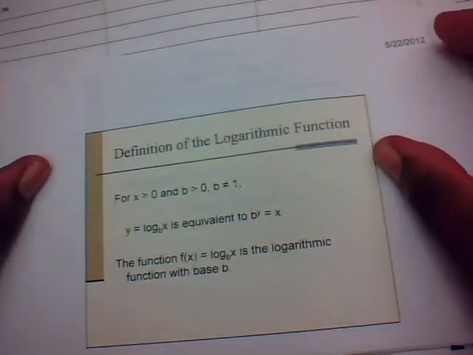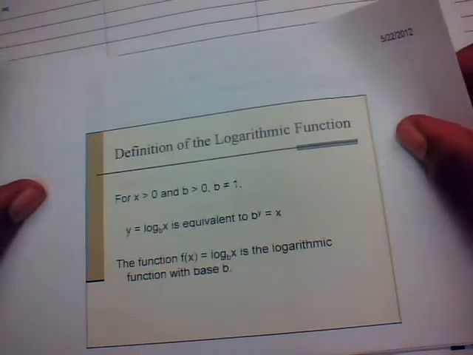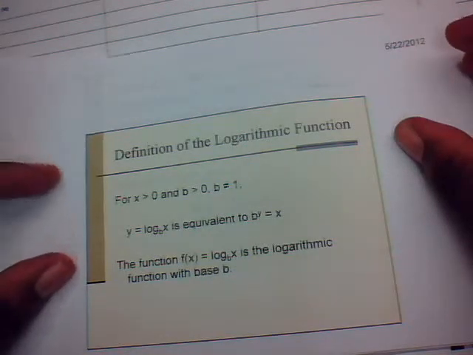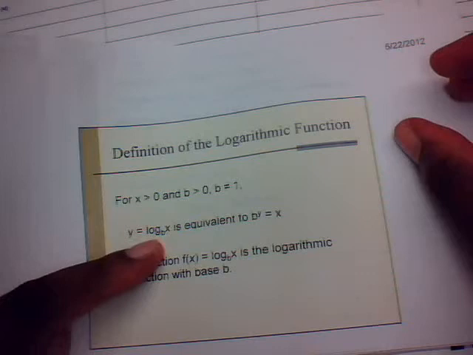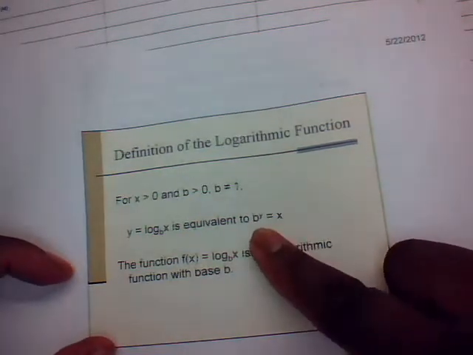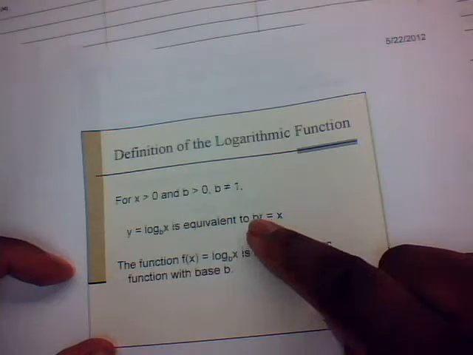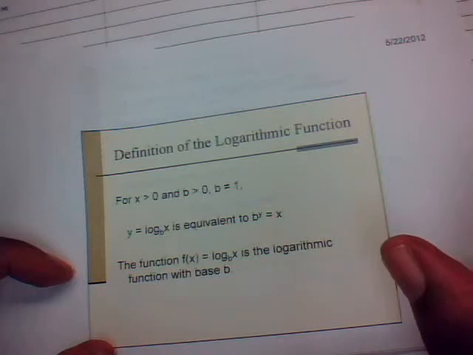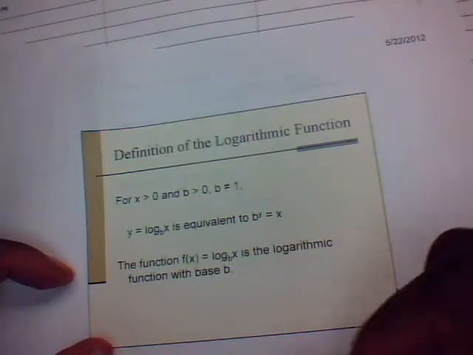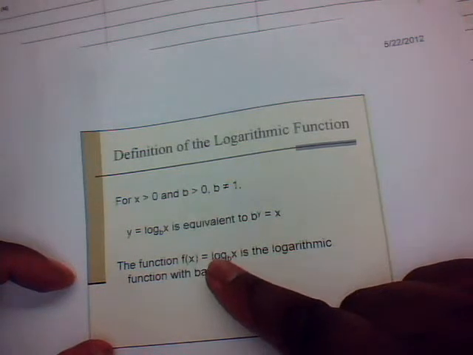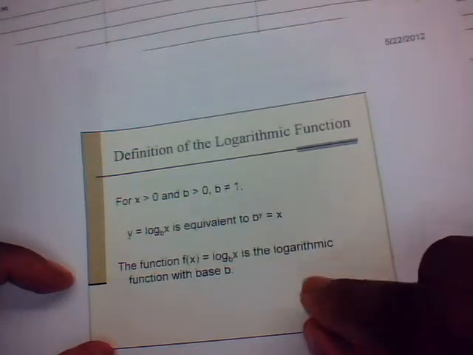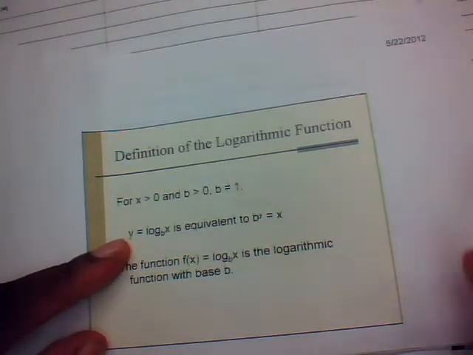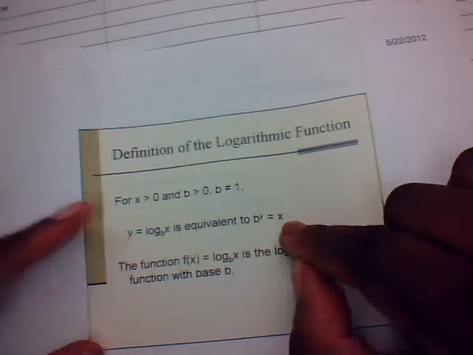We'll first define what a logarithmic function is. For x greater than 0 and b greater than 0, with b not equaling 1, y equals log to the base b of x is going to be equivalent to this equation: b to the y equals x. And the function f of x equals log to the base b of x is the logarithmic function with base b. So here, y equals log to the base b of x will be equivalent to b to the y equals x.